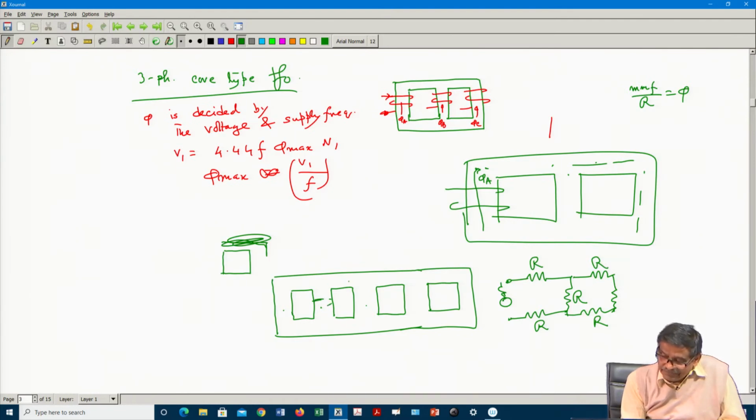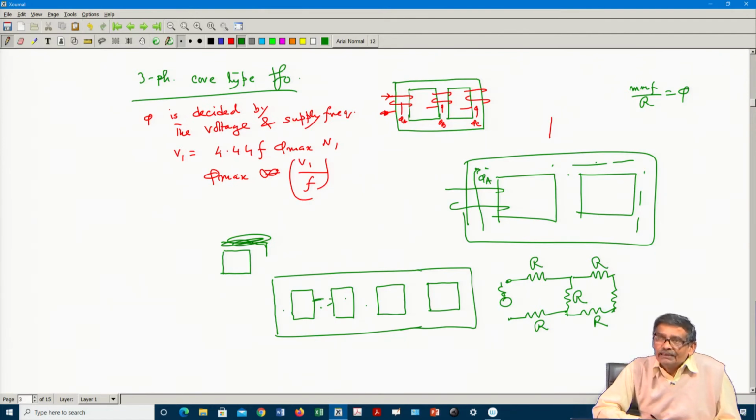You imagine that here you have this primary coil, and this coil will have a nice return path through this only, like a single phase transformer. Similarly, this one will have this path, and this one will have these two paths. These other reluctances will not matter much.